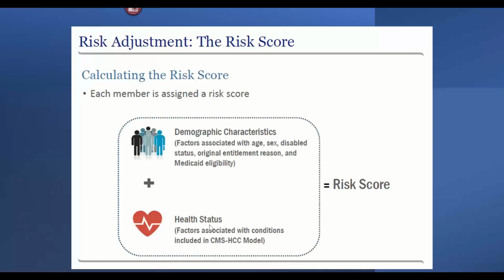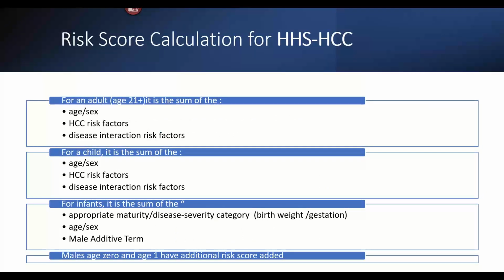If you have health conditions such as diabetes, congestive heart failure, things like that, then those are added to the risk score. Same thing in the HHS model. They use the age and sex demographics. They use the risk factors for the diagnoses: diabetes, depression, asthma, things like that. And then they have this disease interaction risk factor, which is much different than the CMS model, and I'll show you in a minute. For the infants, it's very important, and I'll show you an example of this, that we code these based on birth weight and gestation for prematurity.